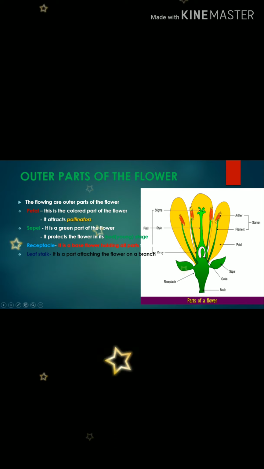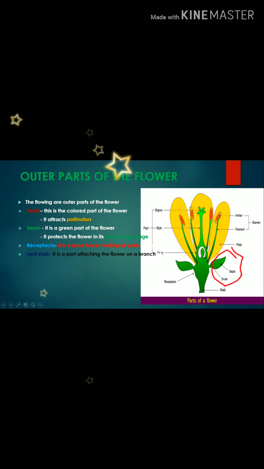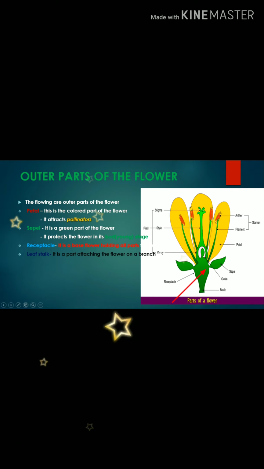Another part is sepal. It is the green part of the flower. This one here is the green part of the flower. Its function is to protect the flower in its bud or young stage. We have receptacle. This is our receptacle here. It is the base of the flower which holds all parts.